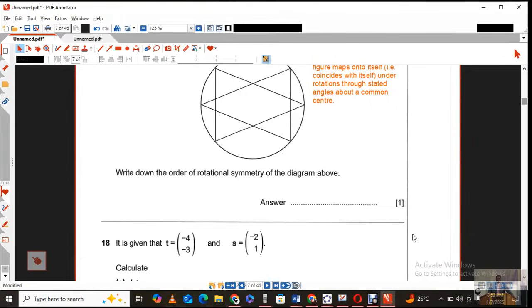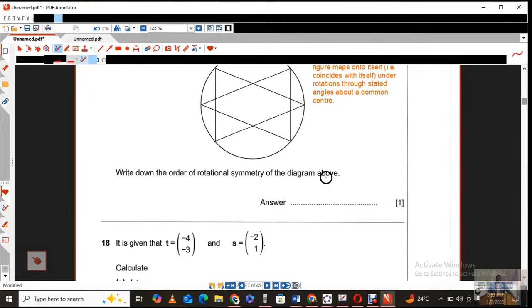All right, so write down the order of rotational symmetry. Very important here that you do not mess this up. Don't write line, just write 2. That's the order, it is 2. That's it.